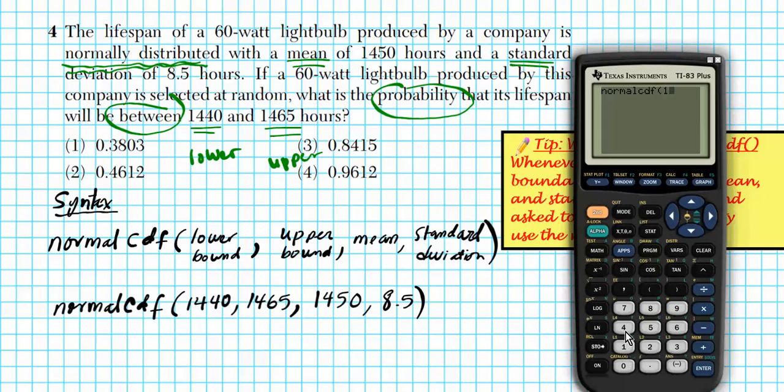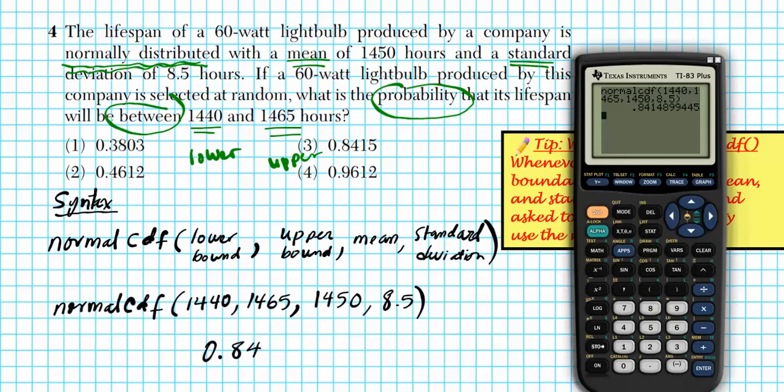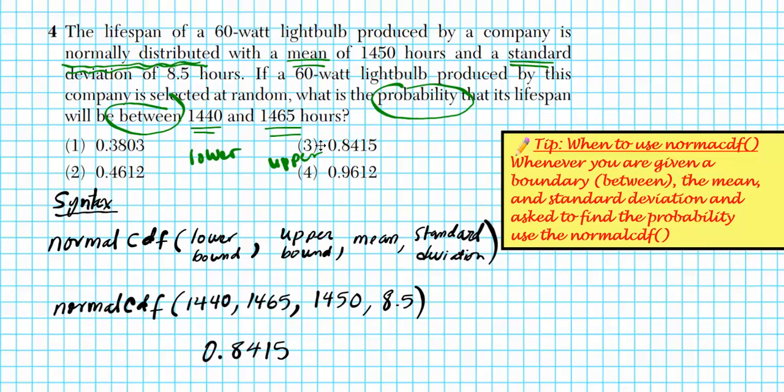So we have 1440, comma, 1465, comma, 1450, comma 8.5, and I just close it and press enter. All right, so there you have it. Our answer is 0.8415 to 4 decimal places. Okay, so we can clearly see that our answer for question number 4 is option number 3.